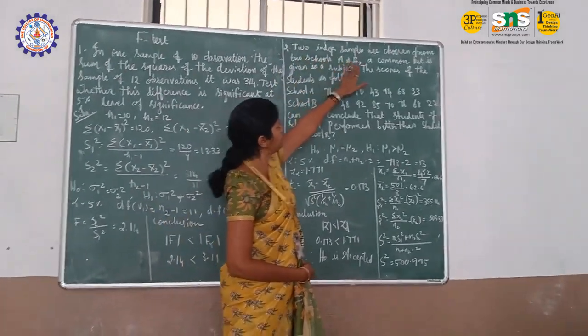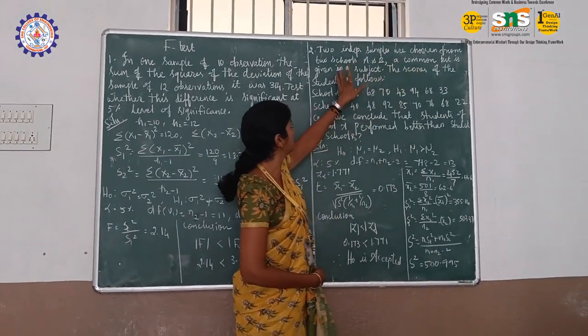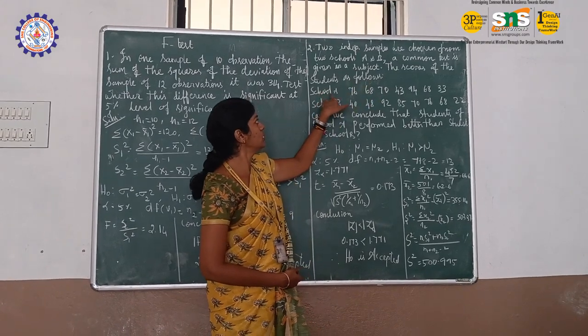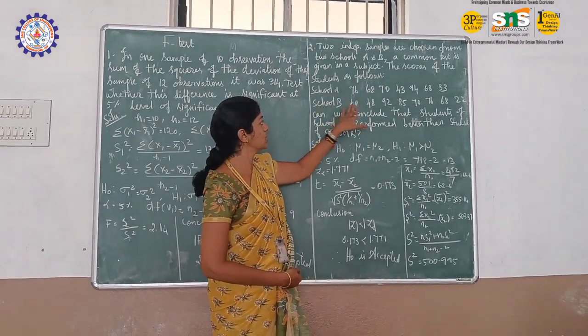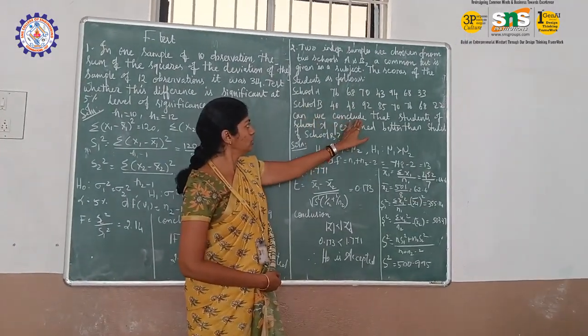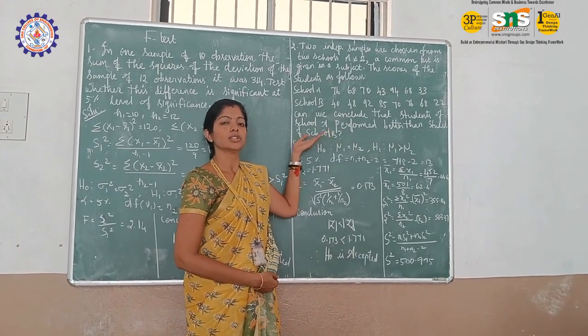Two independent samples are chosen from the two schools A and B. A common test is given in the subject. The score of the students is as follows. School A students have scored 76, 68, and so on, and school B students have scored 40, 48, 92 and so on. Can we conclude that students of school A performed better than students of school B?